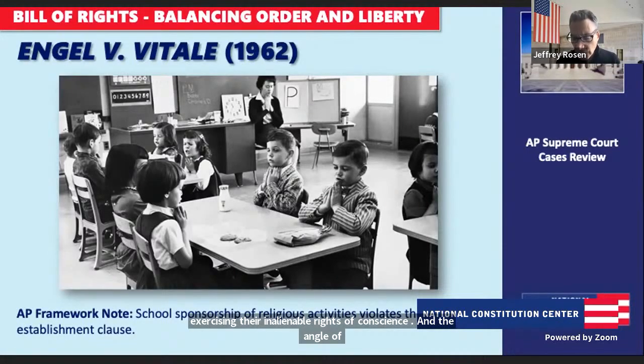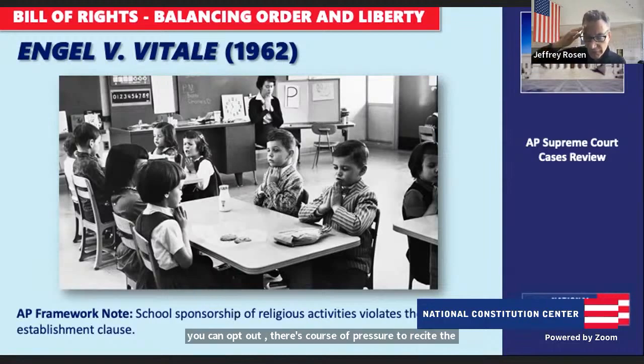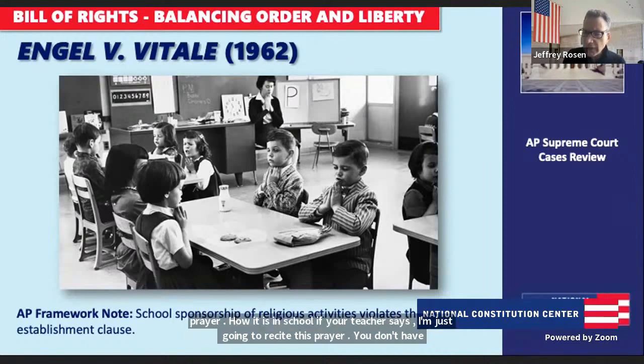You know how it is in school. If your teacher says, hey, I'm just going to recite this prayer, you don't have to if you don't want to, that's your right under the case that we read about, West Virginia v. Barnette, that said you can't be forced to salute the flag. You're going to feel some pressure to do it anyway. And the court says that that kind of coercive pressure to say the prayer violates the Establishment Clause.